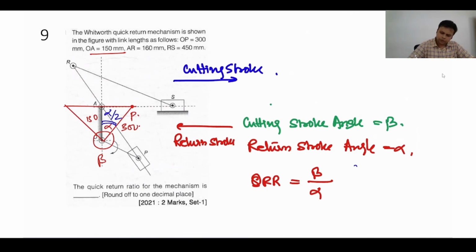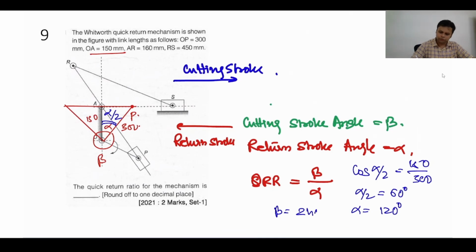So can I say cos alpha by 2 is equal to 150 by 300, that is equal to half, means alpha by 2 is equal to 60 degrees. Means alpha is 120 degrees. Now beta plus alpha is 360, means beta is equal to 240 degrees. So what will be the quick return ratio? Quick return ratio is 240 divided by 120, that is equal to 2. Clear? Very fantastic question. This is the first time it has been asked, so definitely you have to practice this so that if it is asked again in future on a similar concept, you should be able to solve.